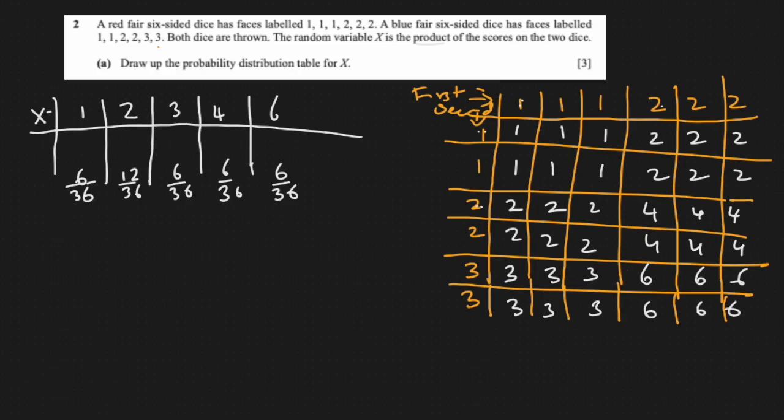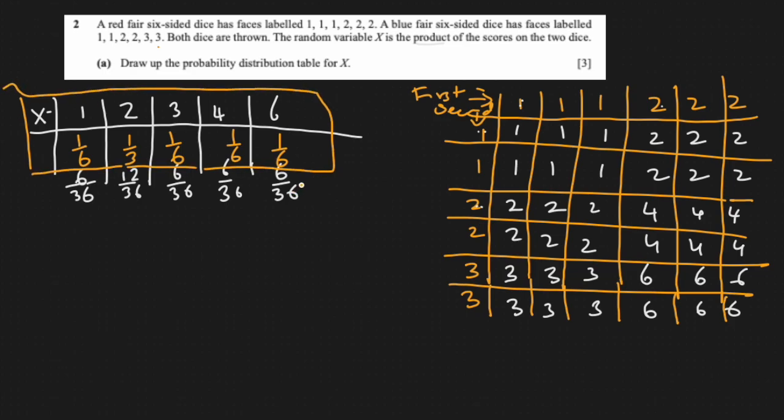So the simpler form of 6 over 36 will be 1 over 6. This will be 1 over 3, 1 over 6, 1 over 6 and 1 over 6. You can convert them to decimals also, but this looks cleaner. This part becomes our main probability distribution table.